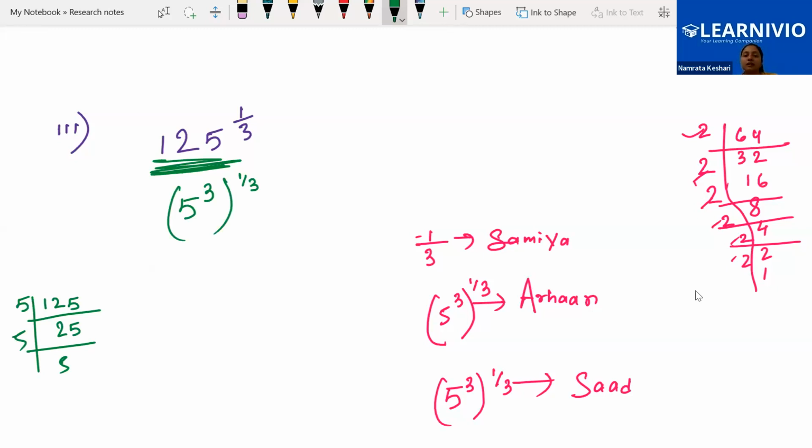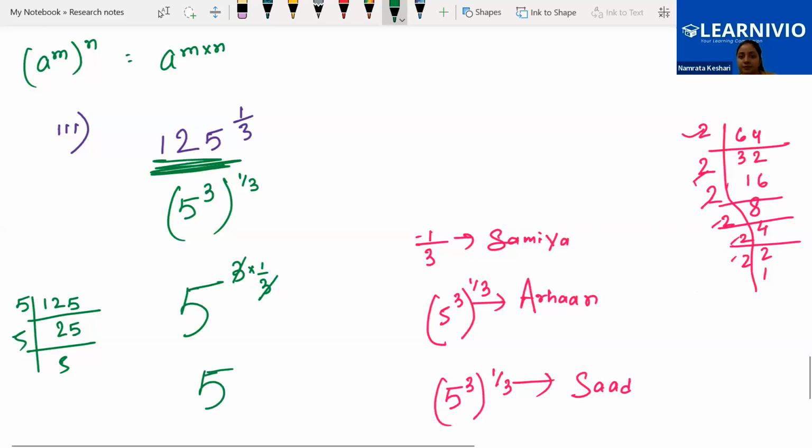This is how we can write it. Now, one property of exponent was there: a to the power m, to the power n, is equal to a to the power m into n. We have to multiply the exponents. So here also we will multiply the exponents. So what are we getting? 3 into 1 by 3, the 3s cancel, and the answer will be 5. Can you see, Samya? Yes, ma'am.